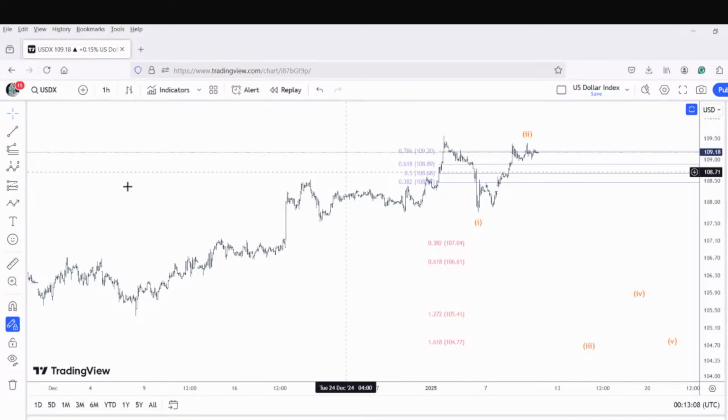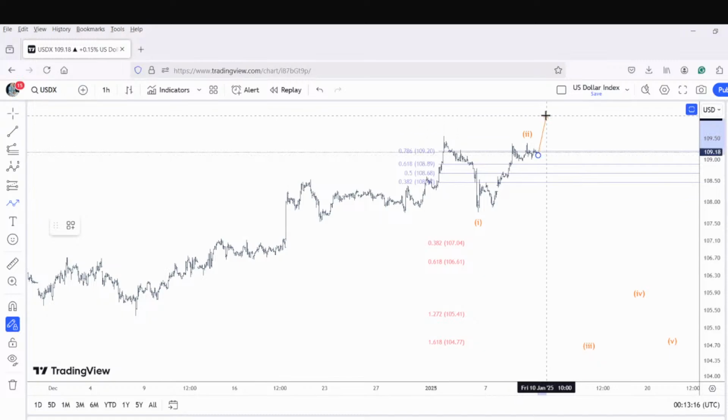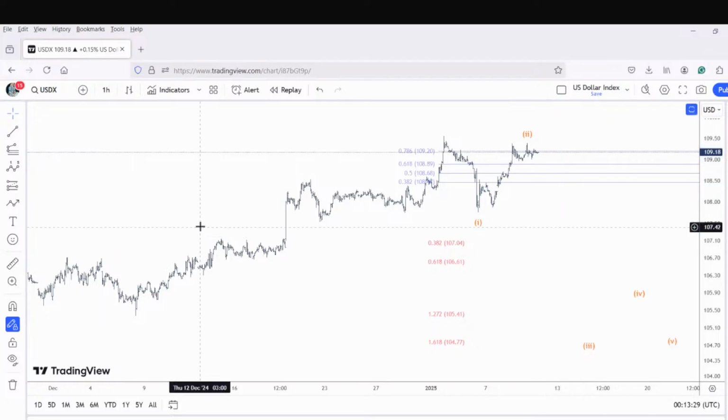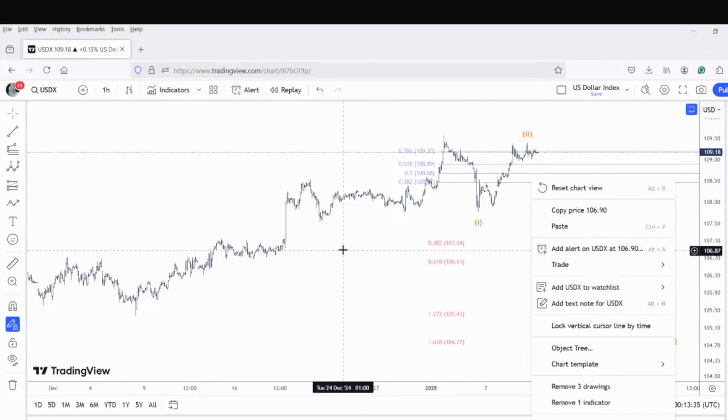I think the alternate is coming up with the path. The alternate count is that we are just one more leg around 110, and then a reversal. Okay, but that would be yet another opportunity for us to get on the short side. Okay, so that's the dollar index.